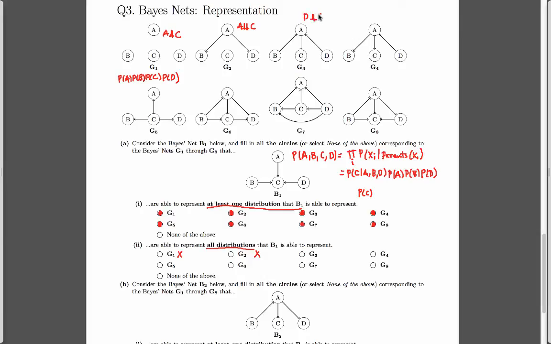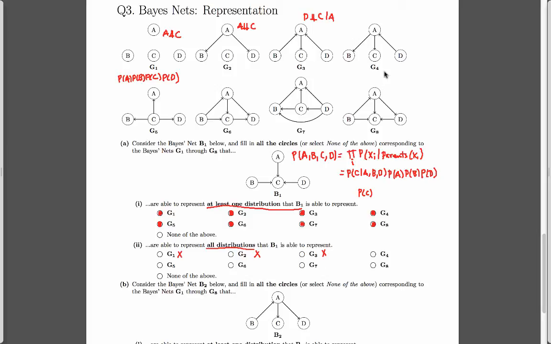So therefore, D is independent of C given A. And so therefore, if you look in this graph, if you condition on A, D and C are not independent. So that's an additional assumption that's made. So this G3 is not correct.